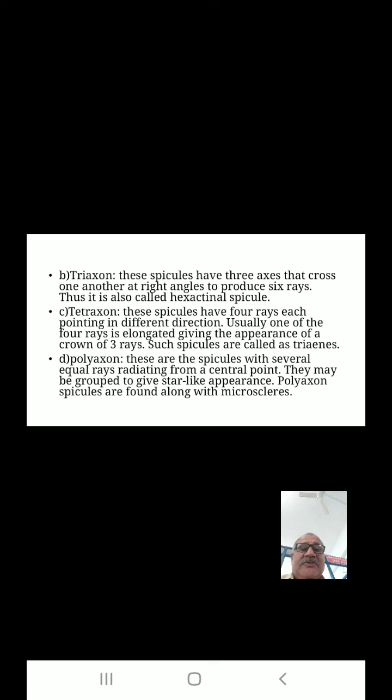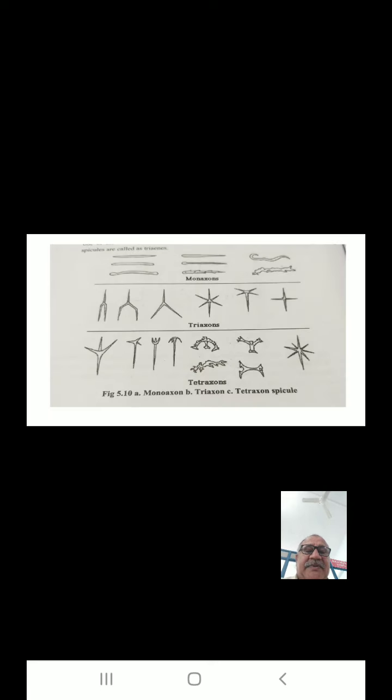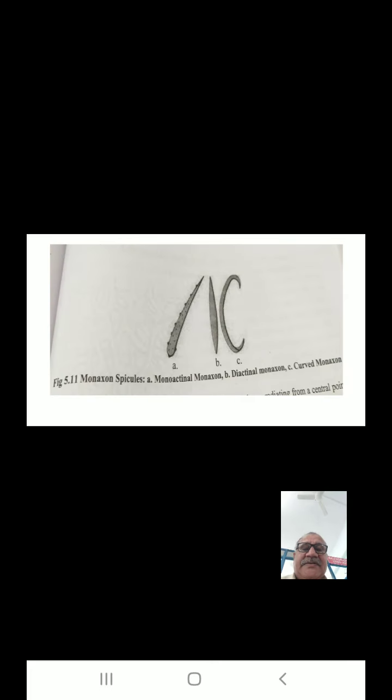Next one is the polyaxon. These are spicules with several equal rays radiating from a central point. They may be grouped to give a star-like appearance. Polyaxon spicules are found along with the microscleres. Different monoaxon, triaxon and tetraxon spicules in the figures: monoaxon spicules, diactinal monoaxon, curved monoaxon.